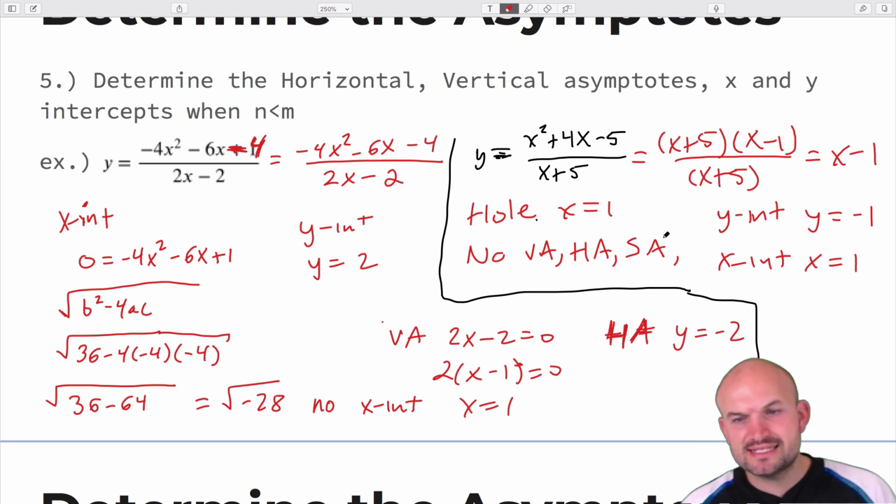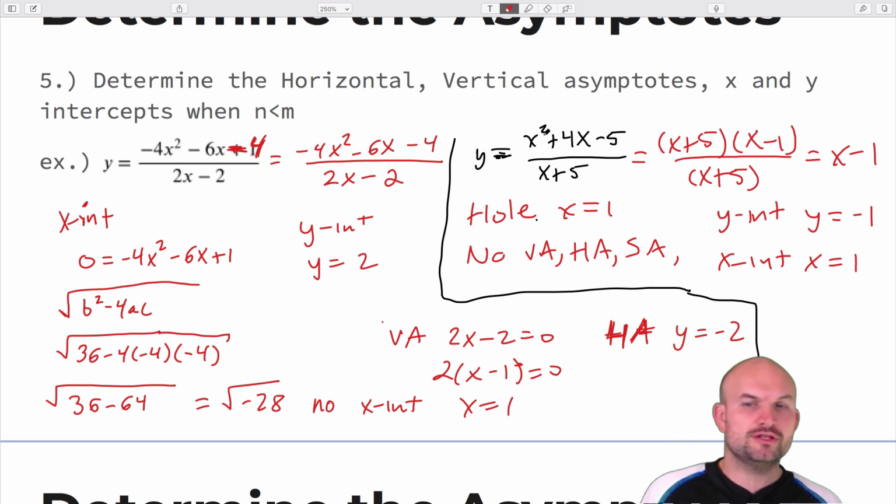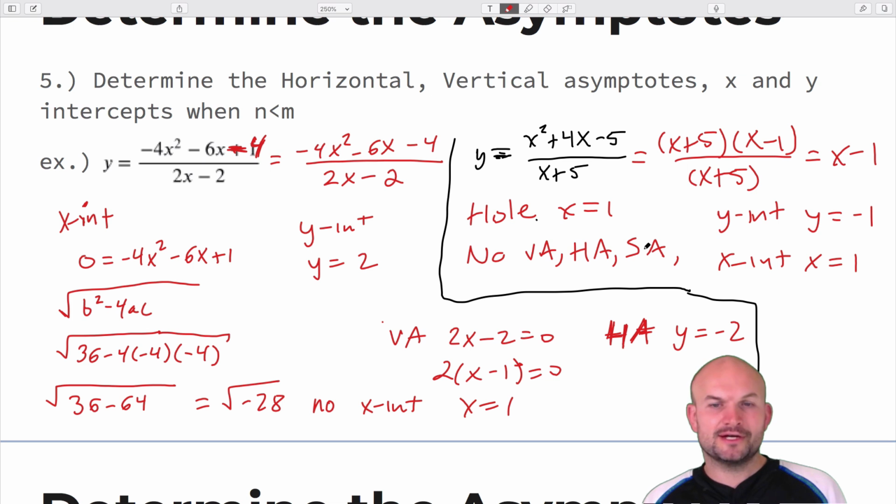But if you look at this next example, a lot of people are like, oh, okay, I'm just going to do my long division, degree in the denominator small, degree in the numerator. But what we recognize here is the x plus 5s actually divide into it evenly. So there is no horizontal asymptote.